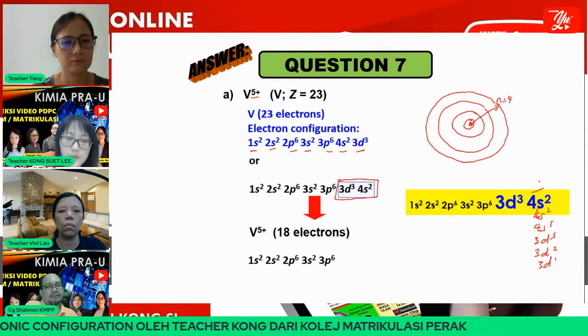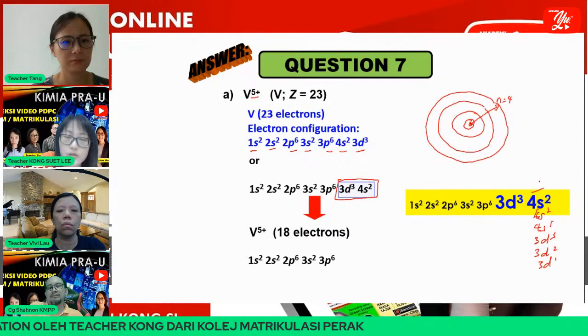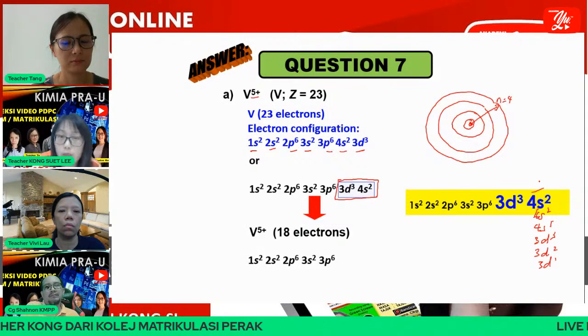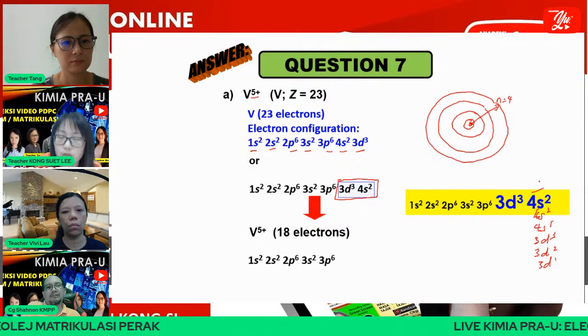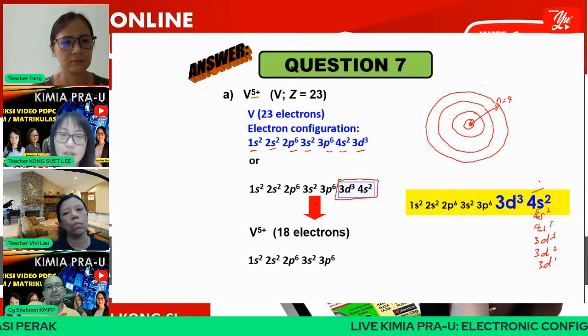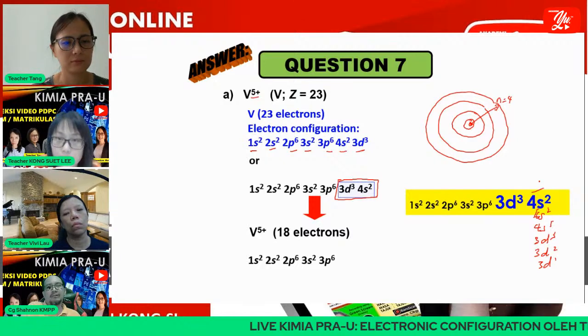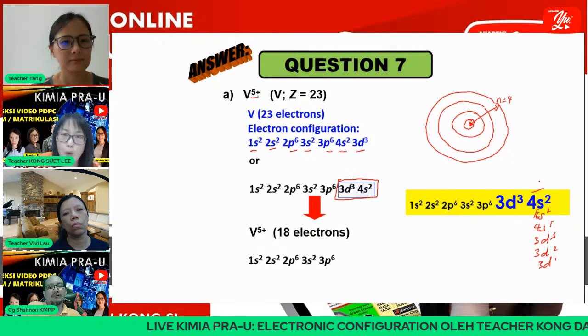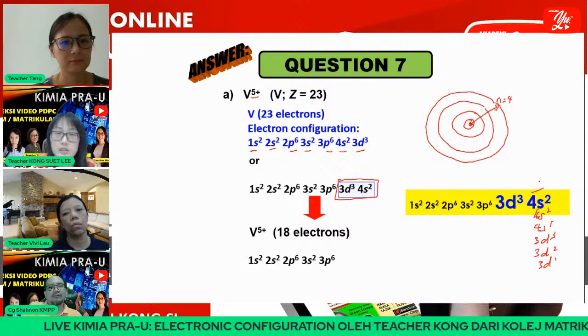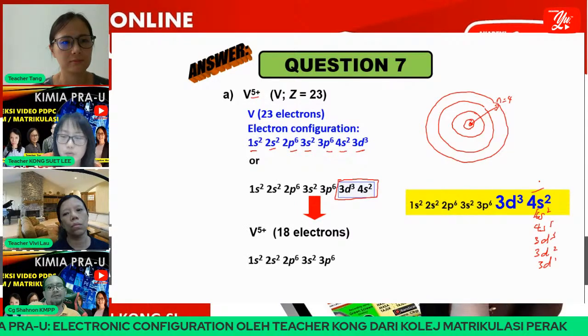Okay, vanadium 5 plus with this electronic configuration. Don't try to do 23 minus 18 and then start to arrange. Cannot. You must write down the electronic configuration for the atom first, then only try to remove one by one. And then the question tends to ask you which one is the first electron to remove.